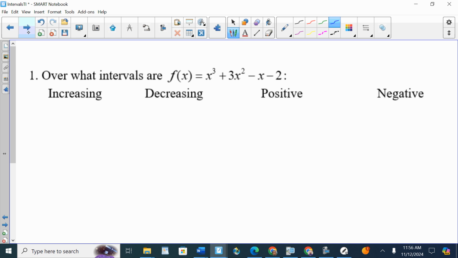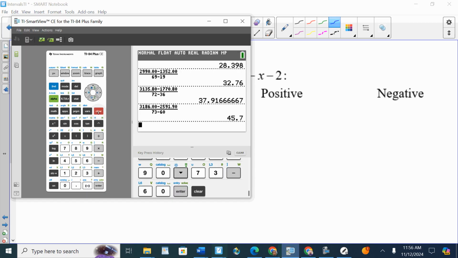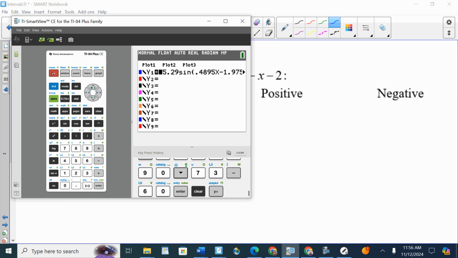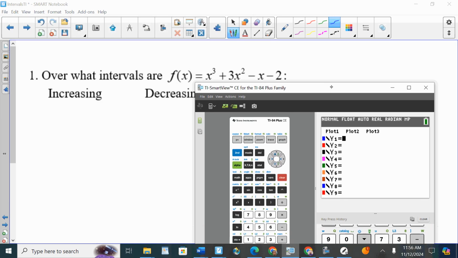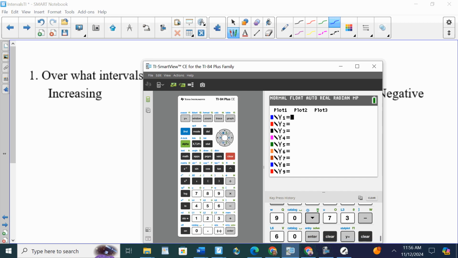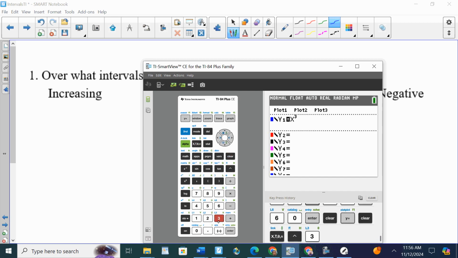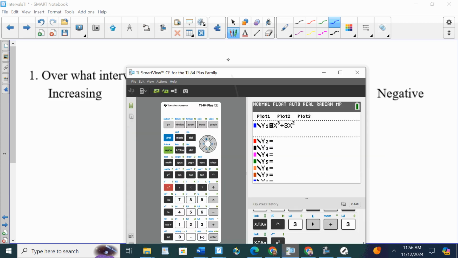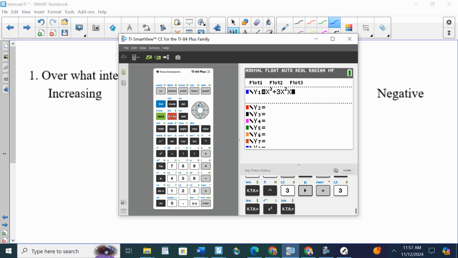Over what intervals is f of x increasing, decreasing, positive, negative? Well, let's see if we can take a look at the graph. Let's go to y equals. Let's type in x to the third plus 3x squared minus x minus 2.